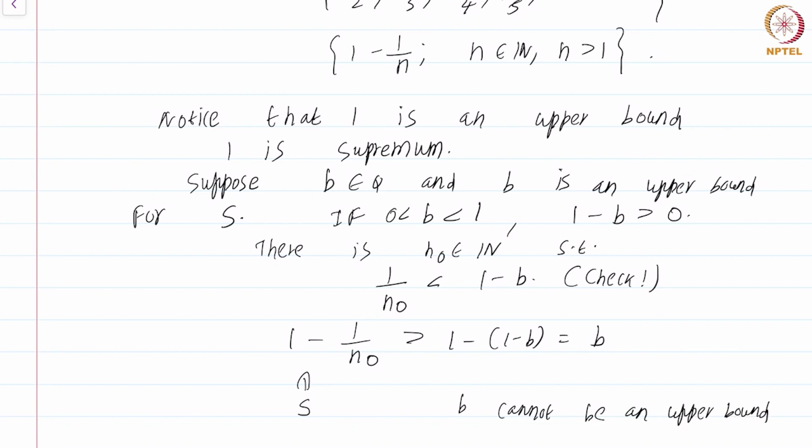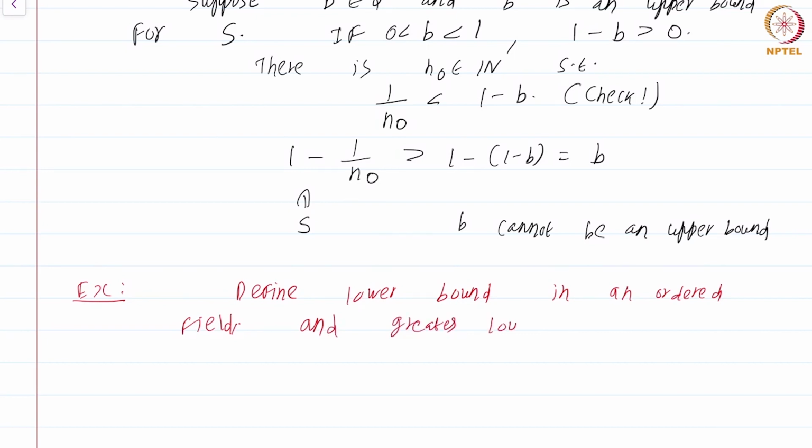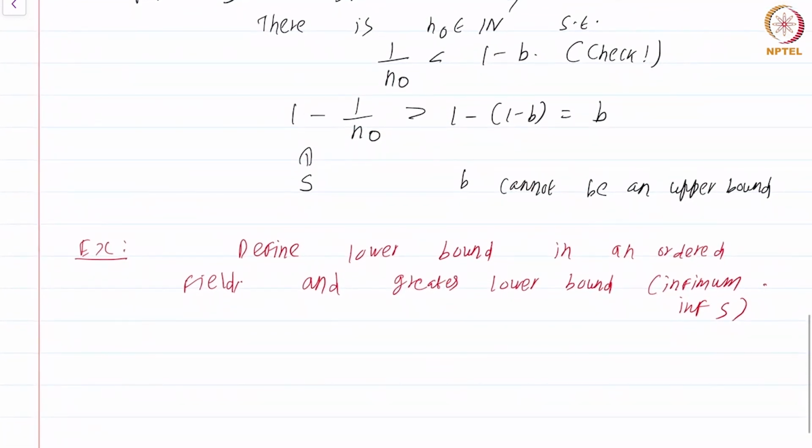Before we proceed with some more theorems, I want to first make some remarks about infimum. Rather, I'll just put it as an exercise for you to think about. Define lower bound in an ordered field, and greatest lower bound. This is also called the infimum, and that is denoted infimum of S. So define lower bound and greatest lower bound in an ordered field.